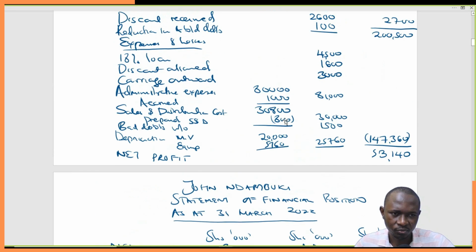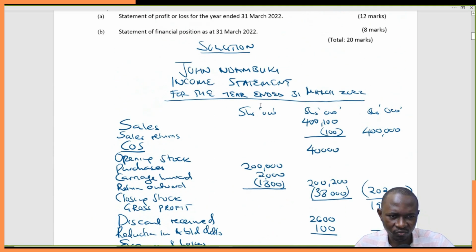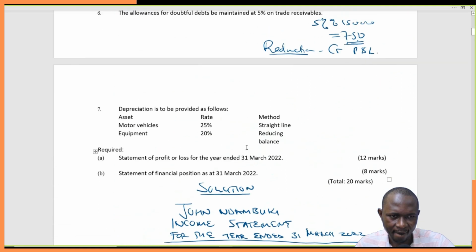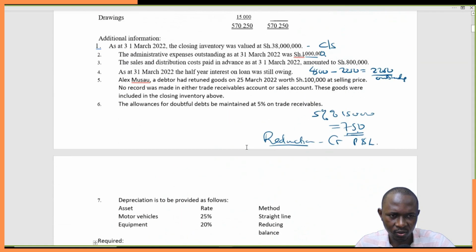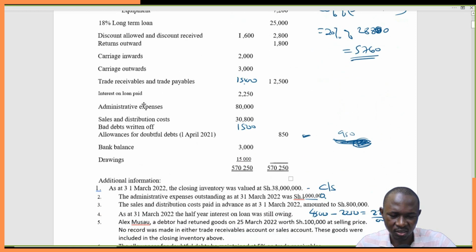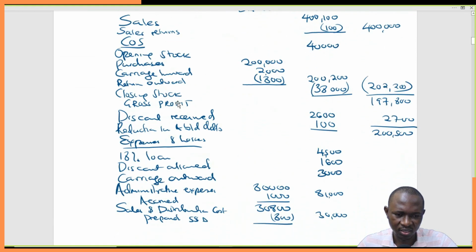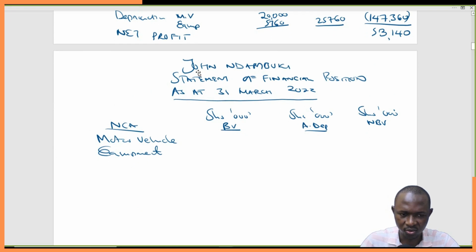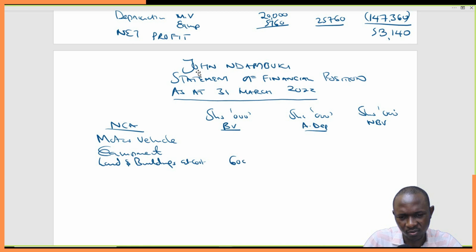So motor vehicle, what's the value for motor vehicle? There's also land and buildings at cost, so we'll include land and buildings at cost, 60,000. There is no depreciation on it, so the net book value will still be 60,000.